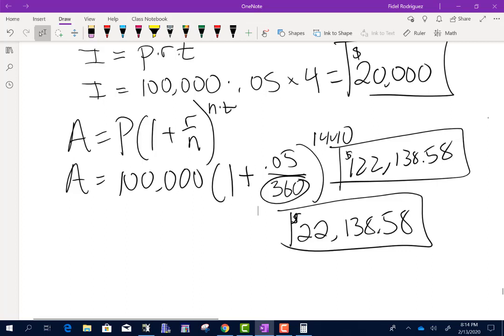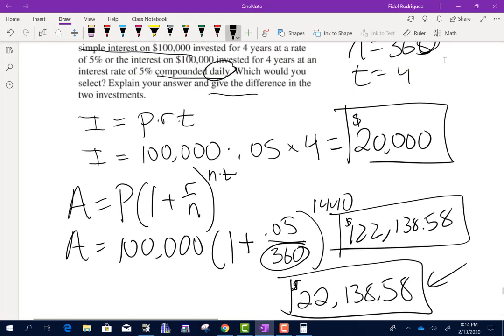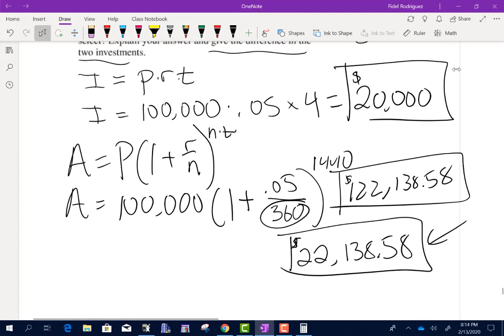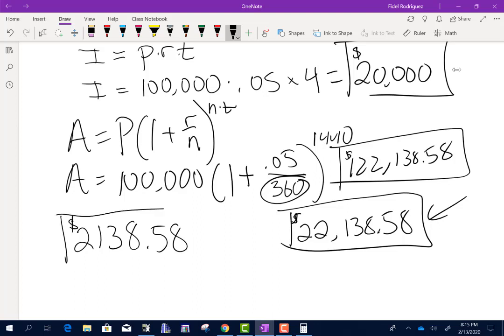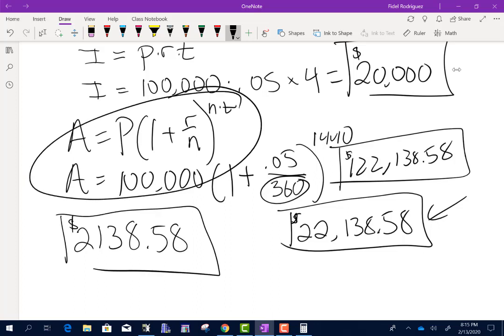Okay, so which one would we rather have? Well, we'd rather have this one. Why would we rather have this one? And it says, look, give the difference in the two investments. The difference means we're going to subtract. Meaning if we take this number here and we subtract off that number there, wouldn't we have a difference of $2,138.58? So we want to go with the compound interest because we end up getting another $2,138.58 more, right? So it makes more sense to go with that one. All right, and that is 10.3.